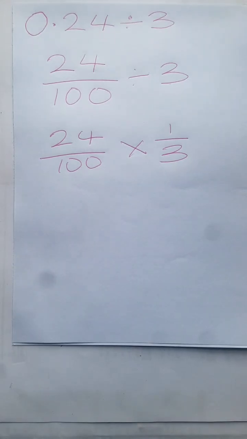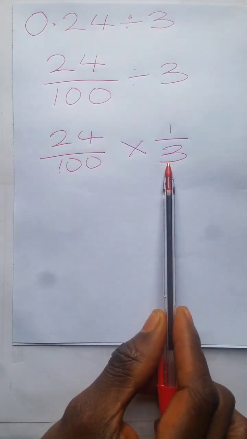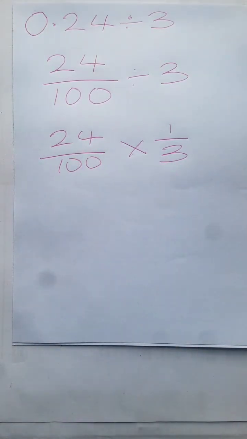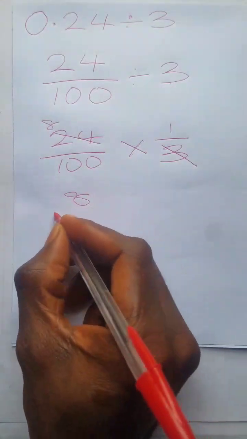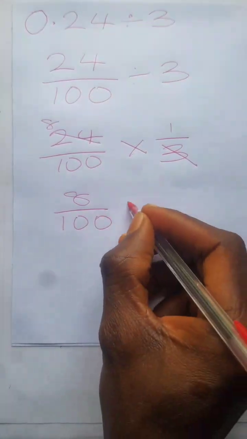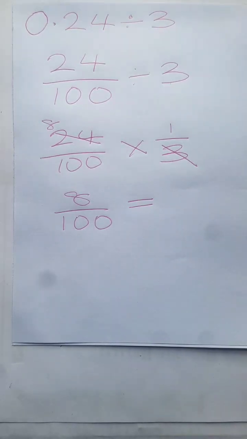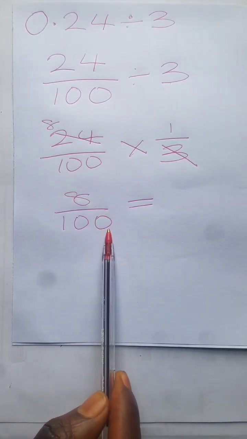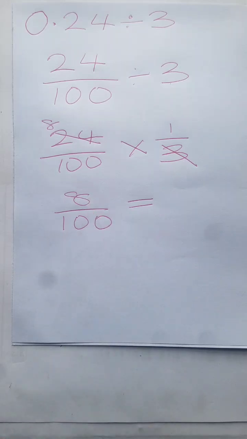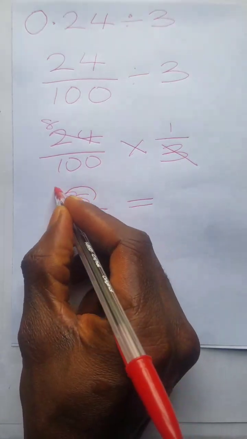Now I can see that 24 can divide 3. So 24 divided by 3 is what? 8. So I now have 8 over 100. And what is that? I can simply drop my decimal point, which is here, 2 places because of these 2 zeros. So I'm going to have 1, 2.